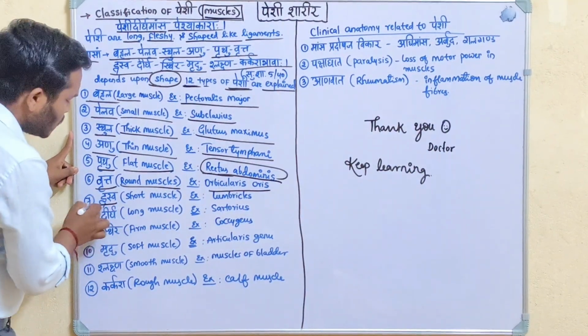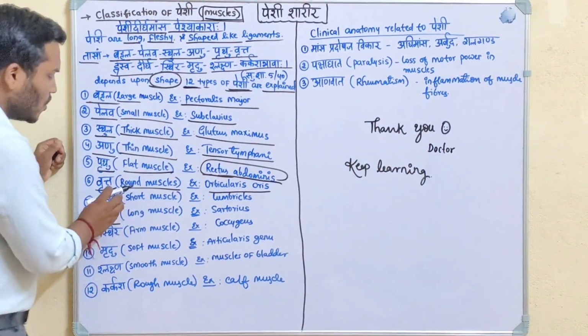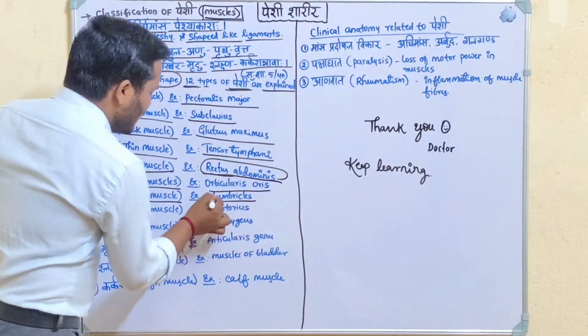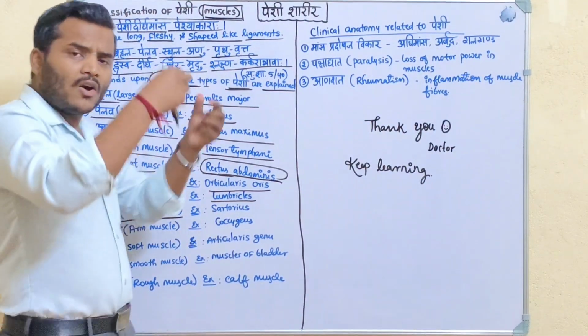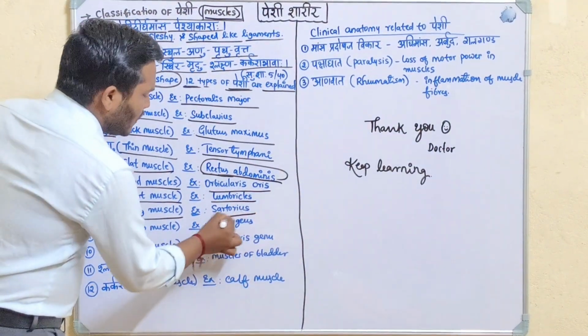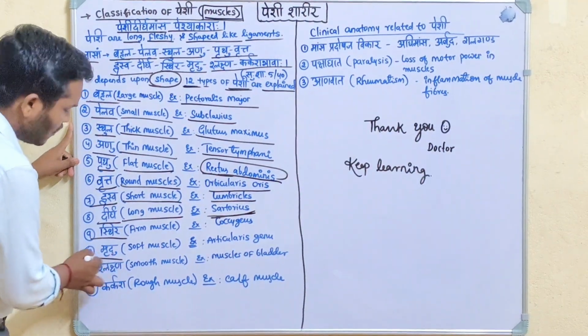Next one is hrusva and dirgha, both are opposite. Hrusva refers to short muscle. One example is lumbricals, and dirgha, the longest muscle present in our body, that is sartorius. Okay, and stira and mrudu.